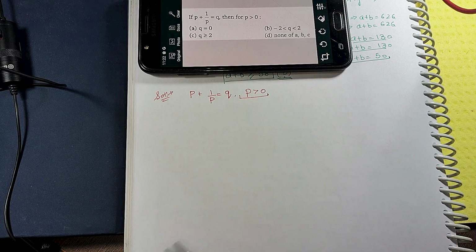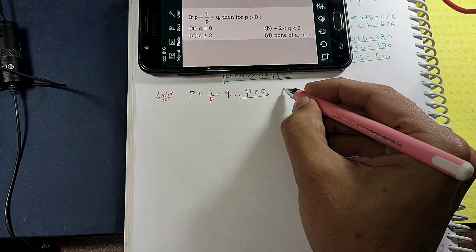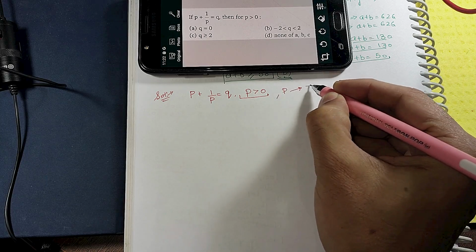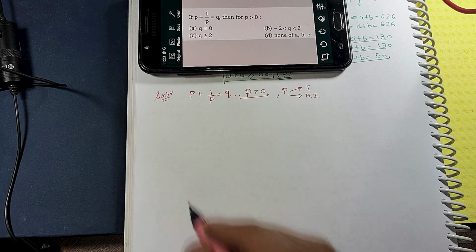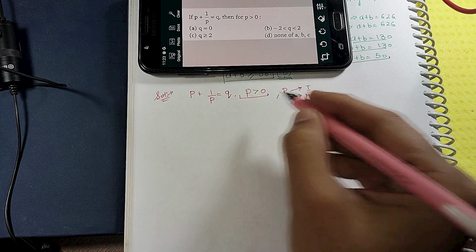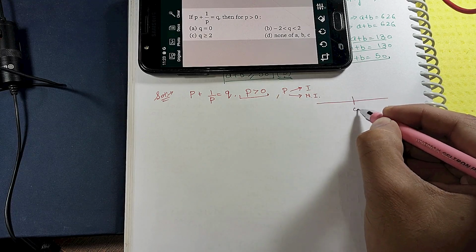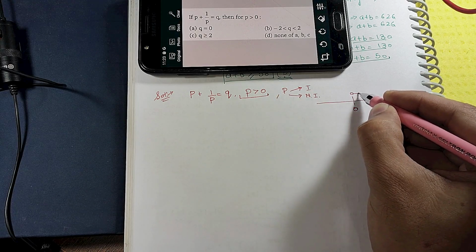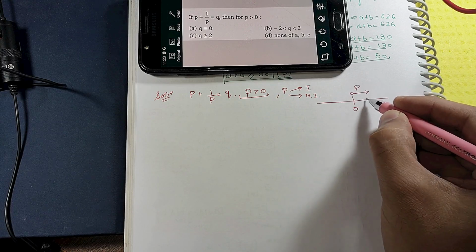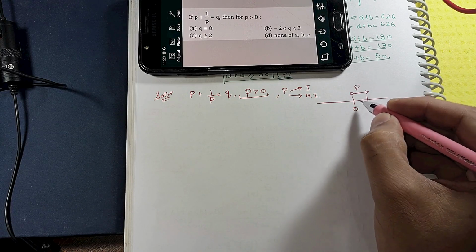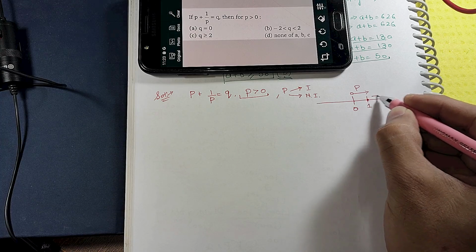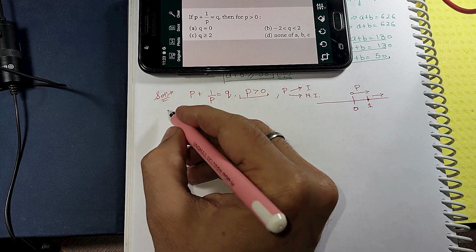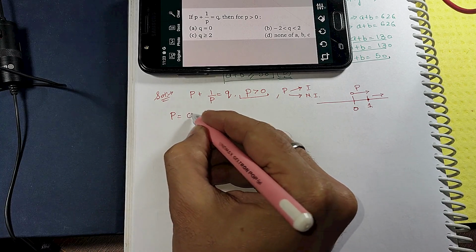So we need to find basically the value of q. Now since p is greater than 0 and we have not been told whether p is an integer or non-integer, we'll take different scenarios. First of all, since p is greater than 0, let us draw a number line: 0, and p is greater than this. This is 1. So first we will assume some value over here, then 1, and then greater than 1. First, let us suppose p to be equal to 0.5.